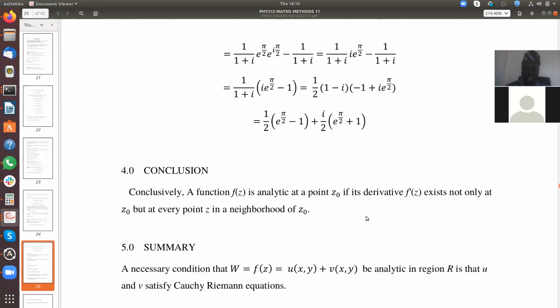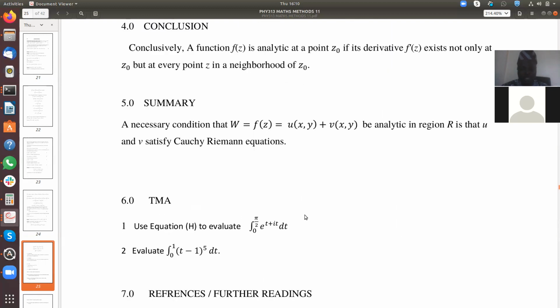So in conclusion, a function f of z is analytic at a point. I'm trying to do a kind of summary of what we have discussed on complex functions, with complex integrals and all these things. So a summary of what we have discussed today. A function f of z is analytic at a point z naught if its derivative f prime of z exists not only at z naught but at every point z in the neighborhood of z naught. We did this last week.